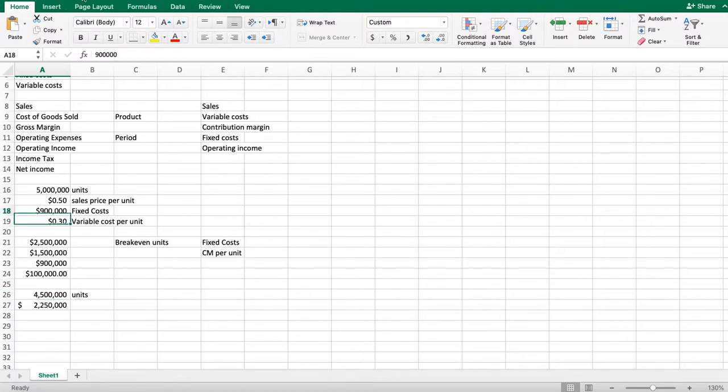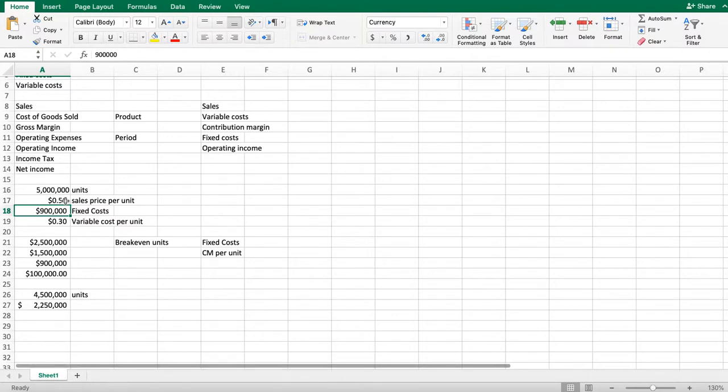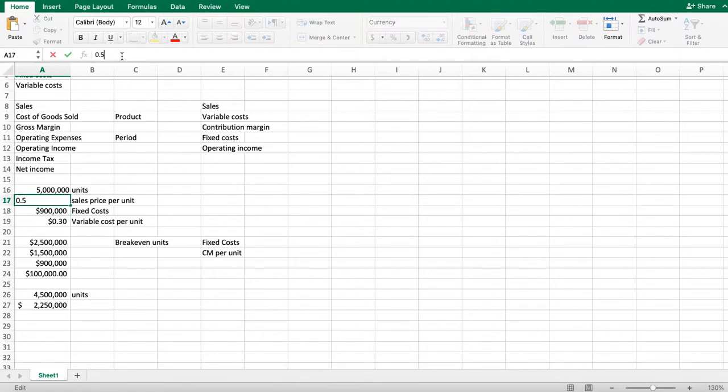Okay. And then it asks me a 10% increase in selling price and a 20% increase in fixed cost. So my 10% increase in selling price would raise this to 55 cents. And my $20,000 increase in fixed cost would change this to 920,000. So my new break even is 3,680,000 units.